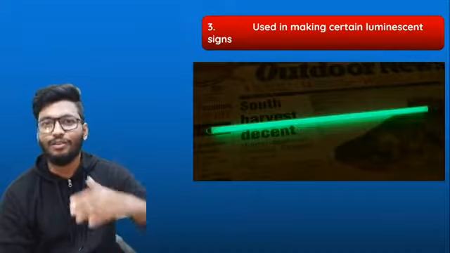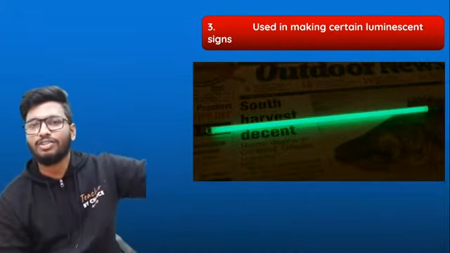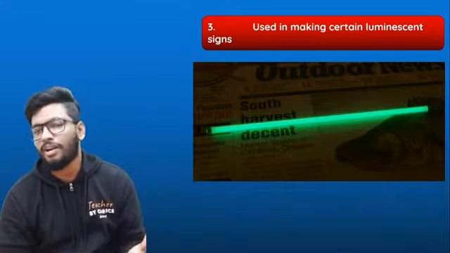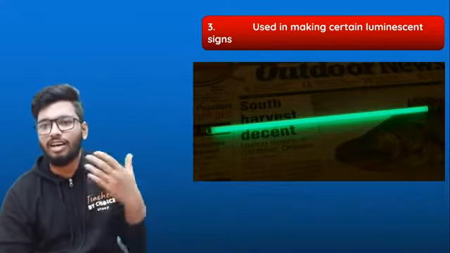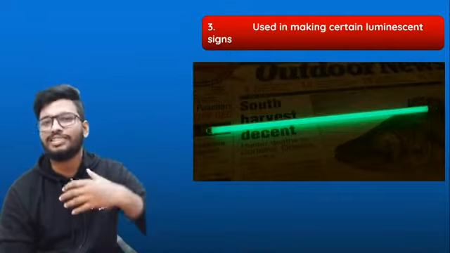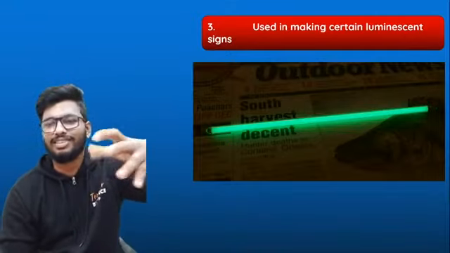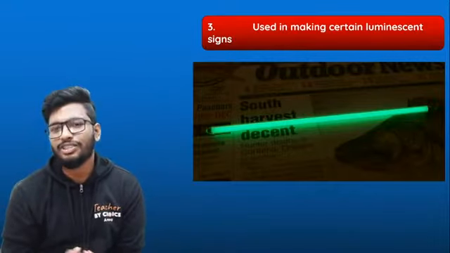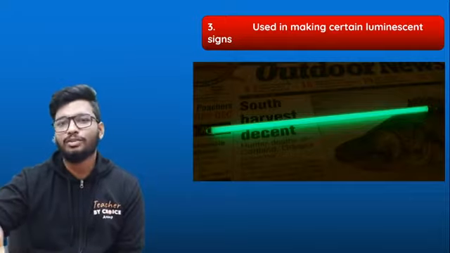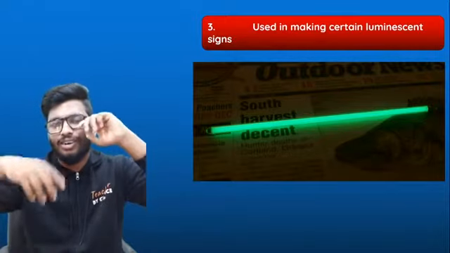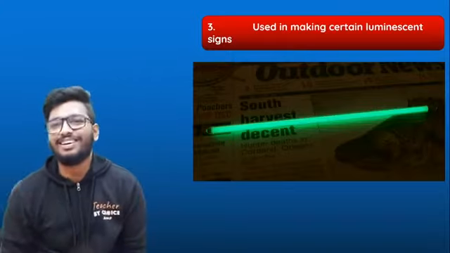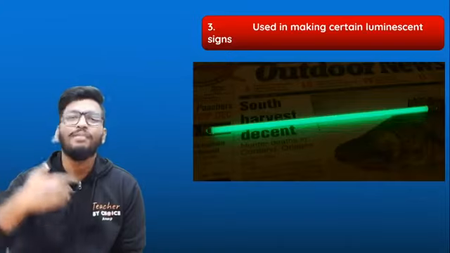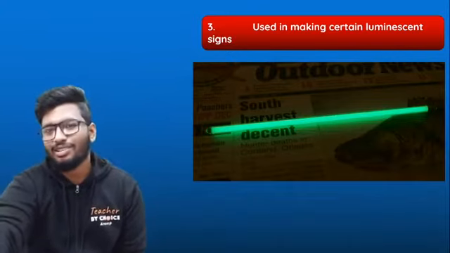And as you guys already know, we have talked about this in several sessions before, that radioactive elements like radium and thorium have this luminescent property. Basically, they can shine and produce visible light once they absorb radiation. So they are used in luminescent signs as well, for making different kinds of signs. You can probably see these luminescent signs all over the world, and for that also we use radioactive isotopes.